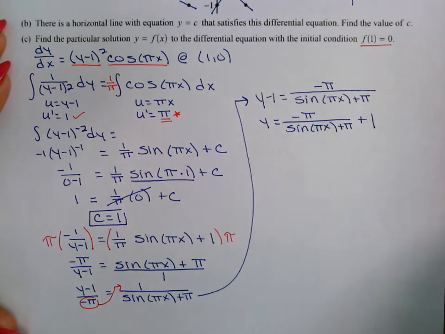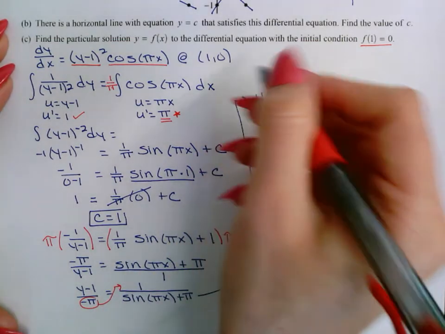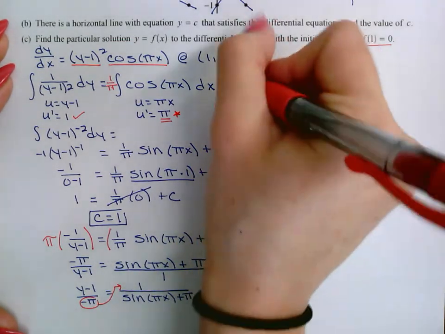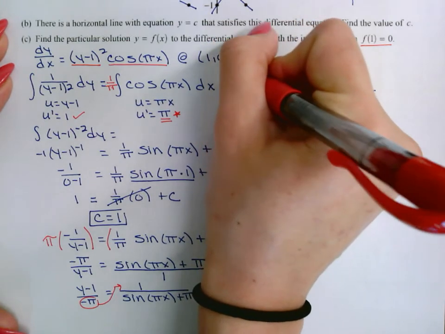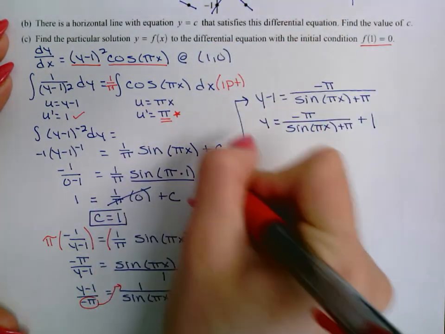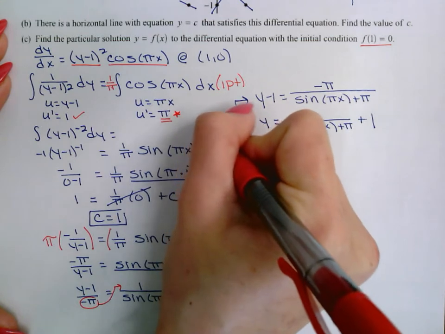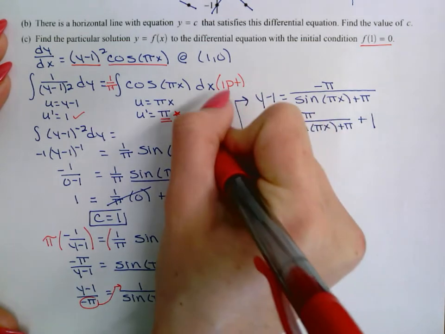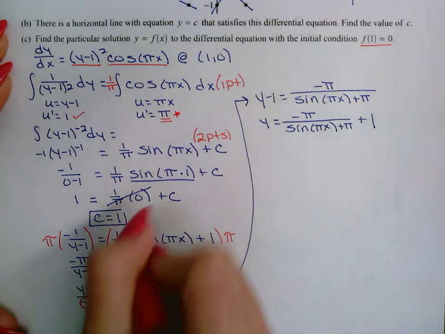And now you are done. That is your particular solution. Okay? So again, 1 point goes to the separation of variables all the way up here. 2 points to the antiderivative, 1 for each side. 1 point for the c.